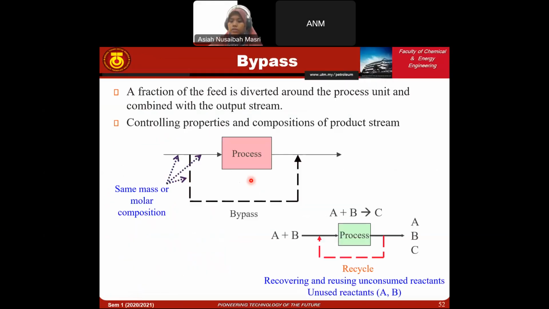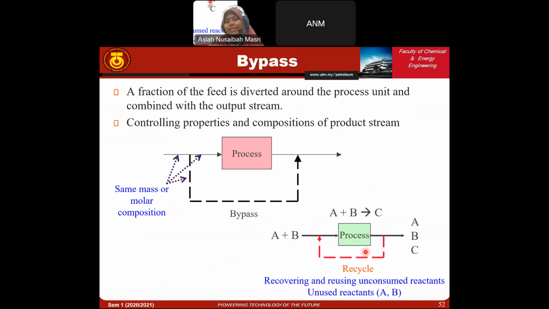Right, so let's move on to the next slide. Here we have learned about recycle. Now we are learning about bypass. Let's recap what we have learned about recycle. We have a process flow here at the bottom on the right. We have A plus B, where in the process, A plus B will form C. So we are expecting that for the output, we're going to have A, B, and C.